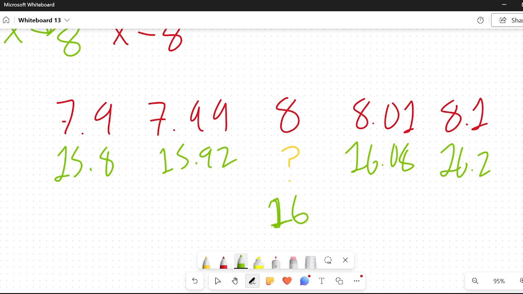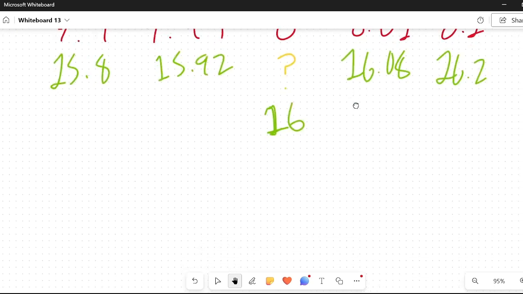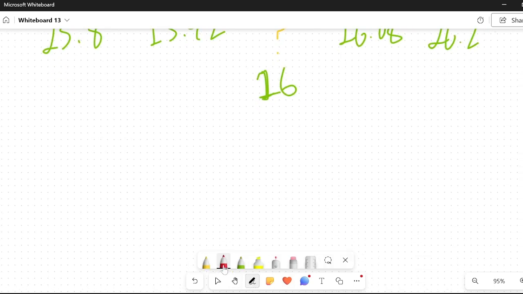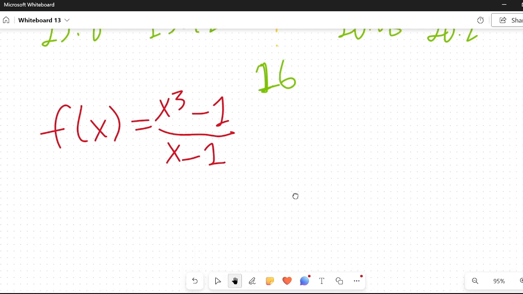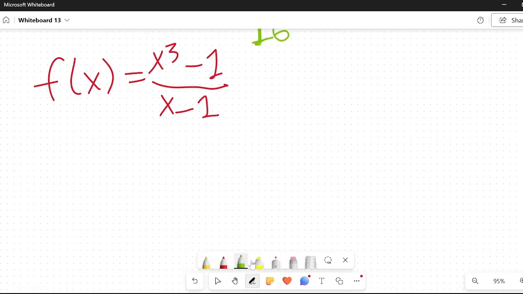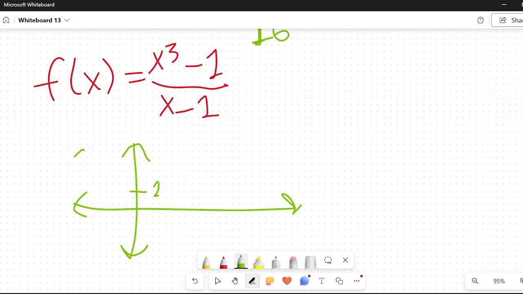So going back to the thing that we brought up earlier, we brought up a graph that looks like this, right? f of x equals x cubed minus 1 over x minus 1. So if we take a look at this graph, if we graph this out, it'll look something similar to this. It'll be like 1 here where it intersects, and then it'll look something like this. That's a horrible one, sorry. But yeah, it'll look something like this.